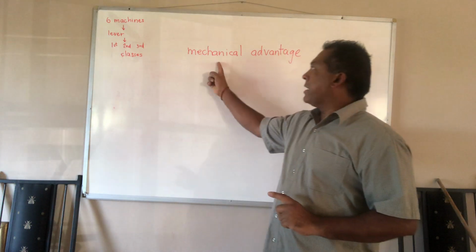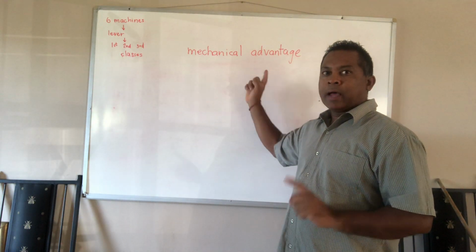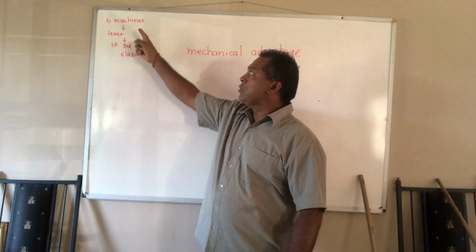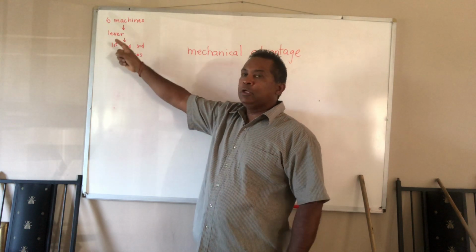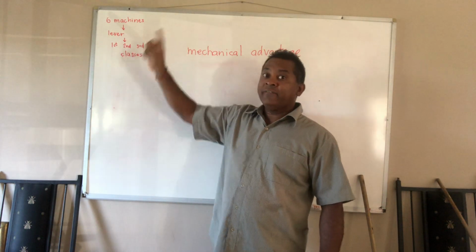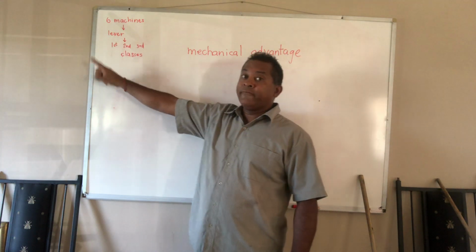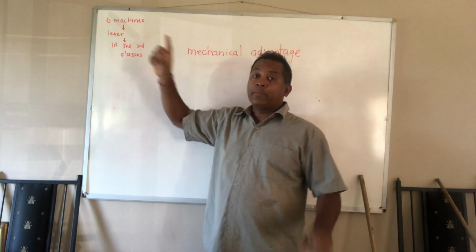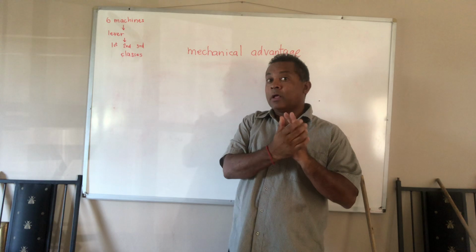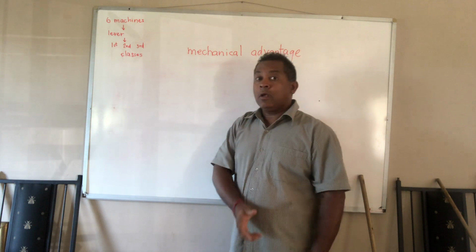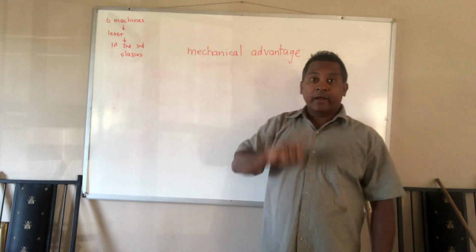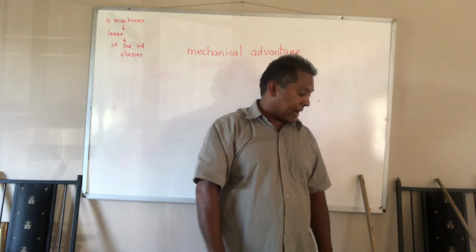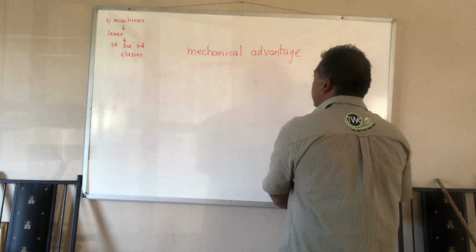Talk about mechanical advantage. But before I get into that, if you do remember, we spoke about the six simple machines, and one of them was the lever. We then went further and talked about the lever being broken up into three classes: the first class, second class, and third class. So today, mechanical advantage. I want you to look at this diagram before I proceed.